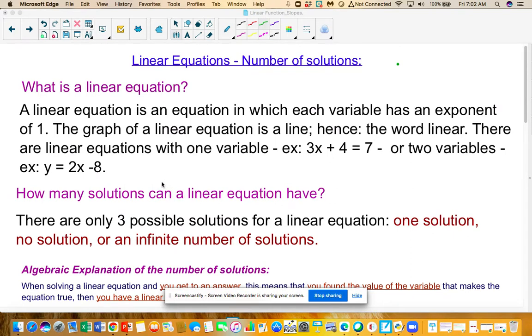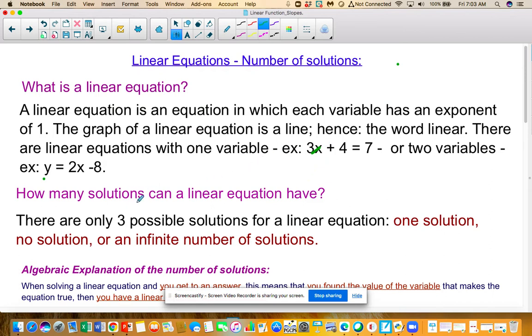Okay, there are linear equations with one variable, like this one, 3x plus 4 equals 7, or we also have linear equations that have two variables, as we started to see already, right? You have been graphing linear equations in this format right here, y equals mx plus b, that we call the slope intercept form. Those are also linear equations, right?